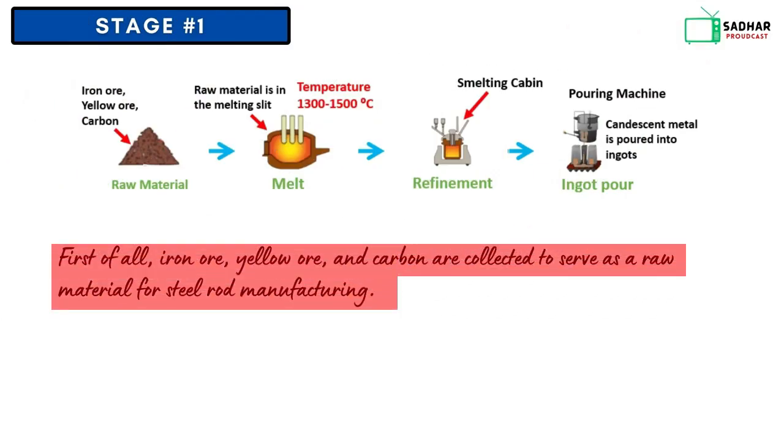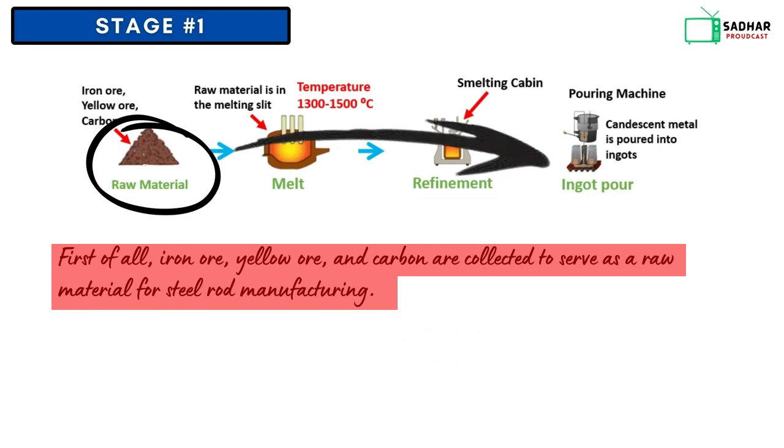Okay, so we have this one, the stage 1. First of all, iron ore, yellow ore, and carbon are collected to serve as a raw material for steel rod manufacturing. Here we have raw material. And then we go ahead with the next step. We go to the next processes. But this one is something for us to start with.